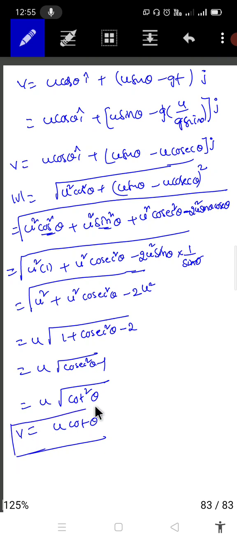At this point, the initial velocity vector and the final velocity vector are perpendicular to each other, at 90 degrees. This is the initial velocity, this is the final velocity. That final velocity is u cot theta. Thank you.